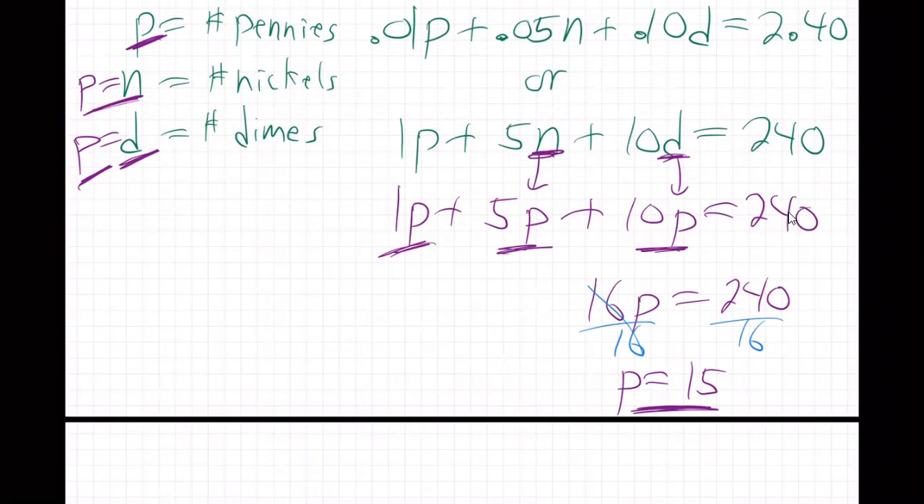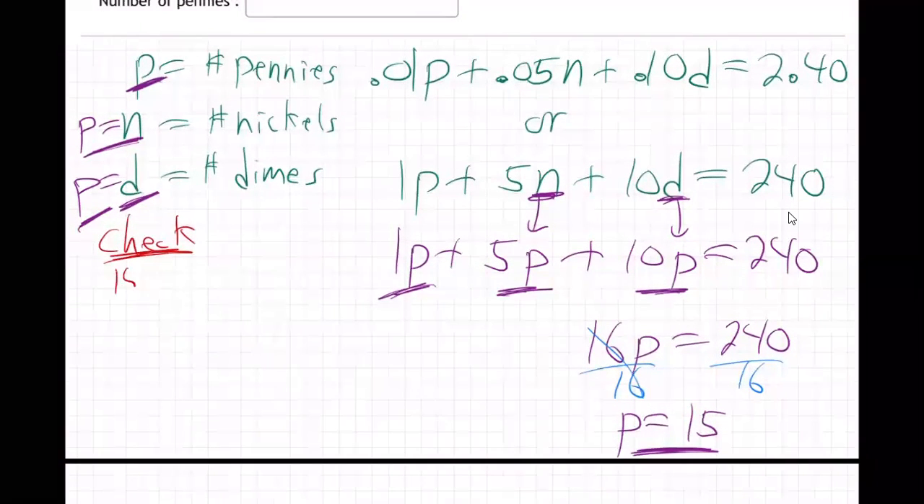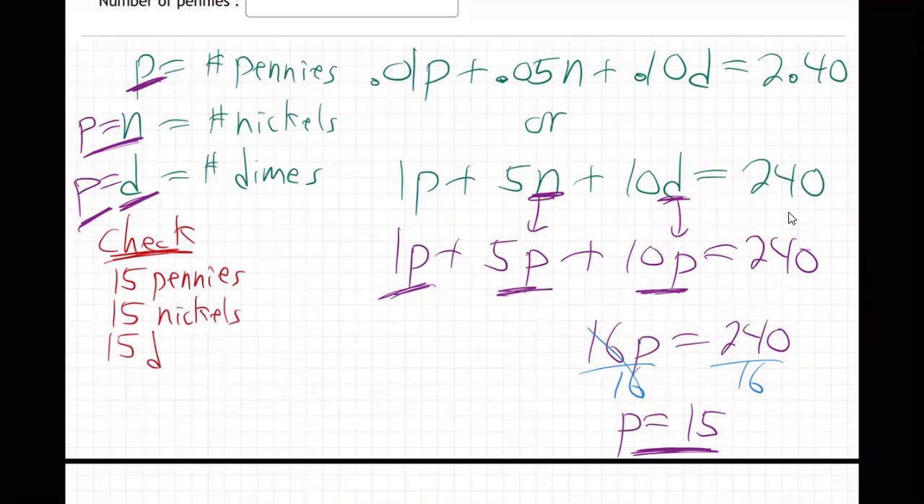Let's check it. I always like to check these things just to make sure it's right. It's always good on an exam, especially with word problems, just to check your work and feel that confidence. So we're saying there's 15 pennies. That's what we think. But remember, the dimes and nickels is the same. So that would mean 15 nickels and 15 dimes is what we're saying.